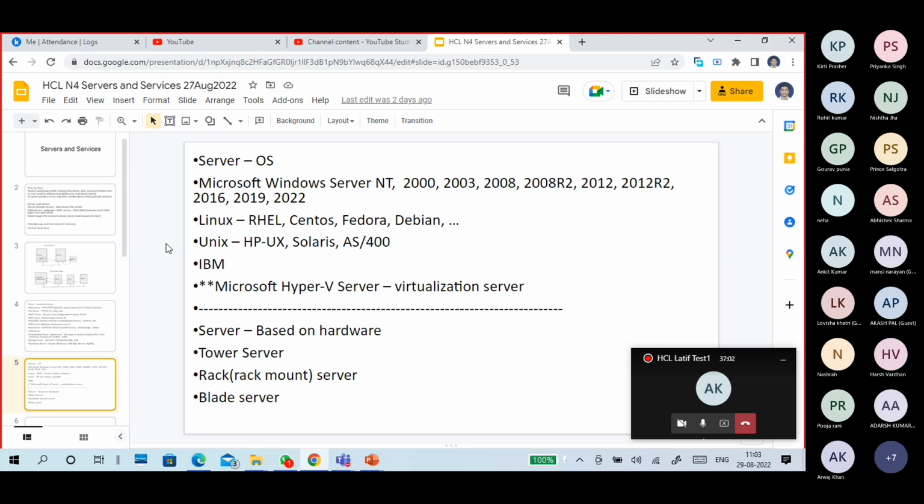You want to make it an update server, you have to install the update role on it. You have a Linux server, and you want to make it a web server, install a small package called the httpd package or a Tomcat package inside. Like that, you can make the server operating system provide a service either built in or by installing a package or an application.